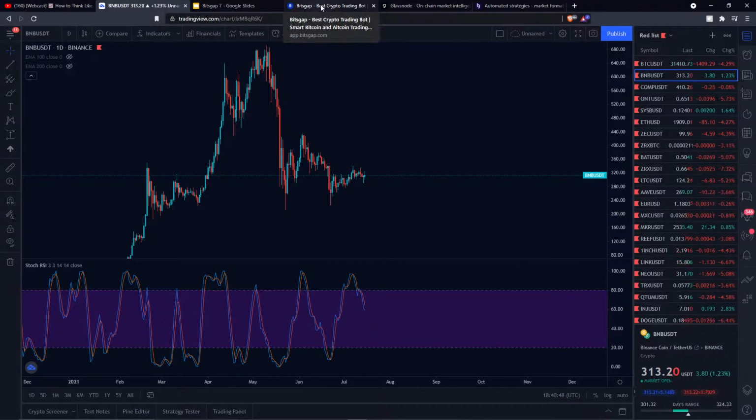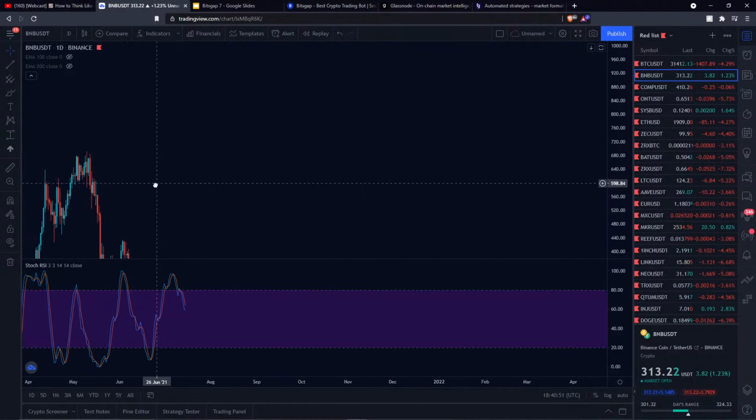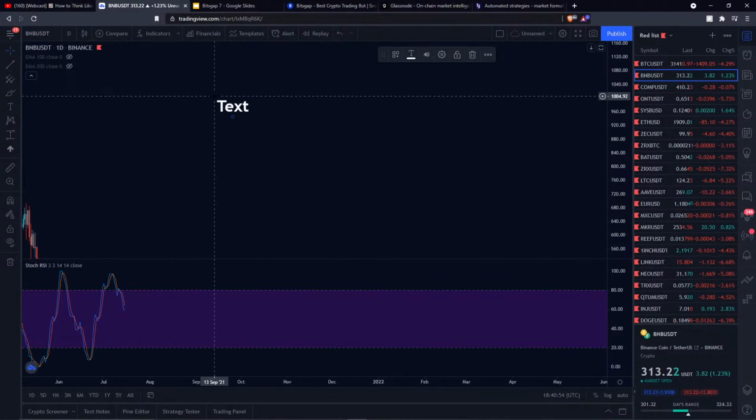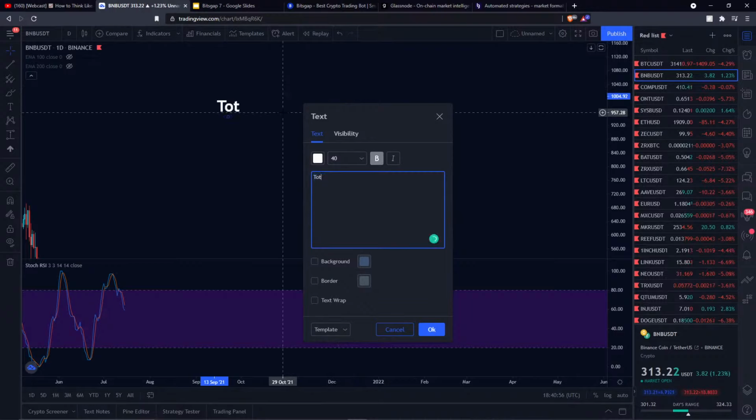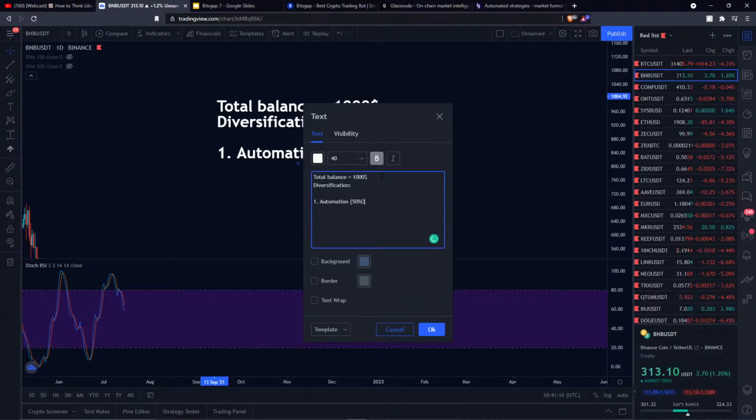So never put all your money in one trade. I mean, let's have this kind of example. Let's say your total balance is $1,000, right? So now is the time for you to figure out the diversification. And by diversification, I mean using several strategies. The first one that you might use is automation. And you can allocate, let's say, 50% out of this total balance, and that's going to be what? $500, right? Exactly.